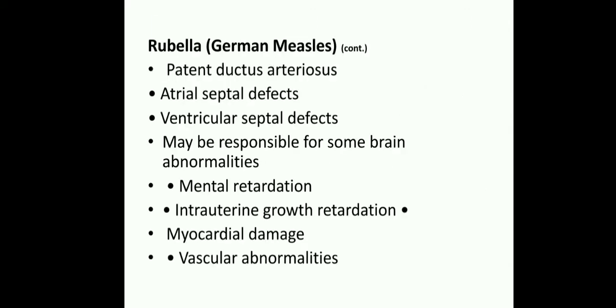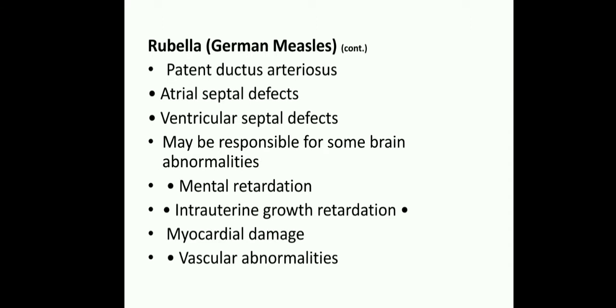Next, rubella and the heart. What are the congenital malformations of the heart? That is patent ductus arteriosus. This condition is one of the congenital malformations. Next one is atrial septal defect. Next, ventricular septal defect. It may also be responsible for some brain abnormalities.